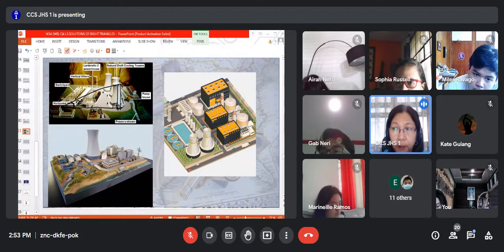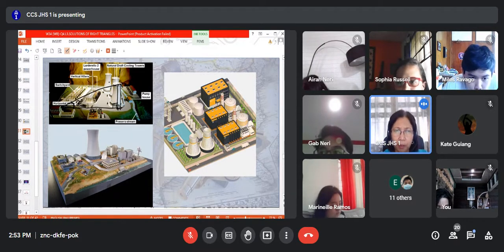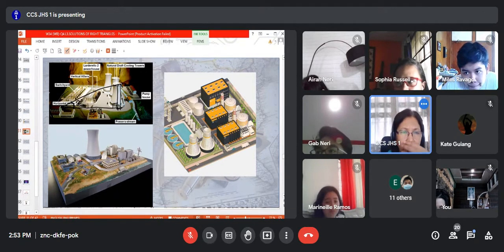You have to measure based on your miniature power plant. So your power plant is not necessarily accurate, but approximately, okay? Approximately a real power plant. That is for your solutions of right triangle problem.